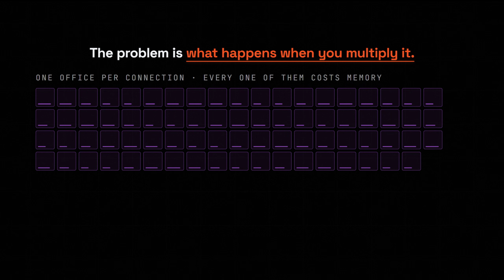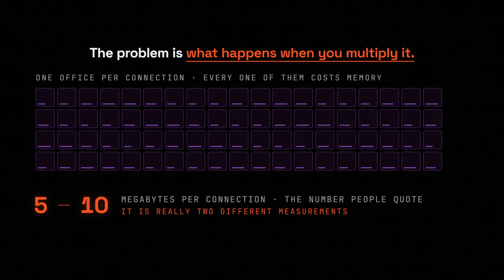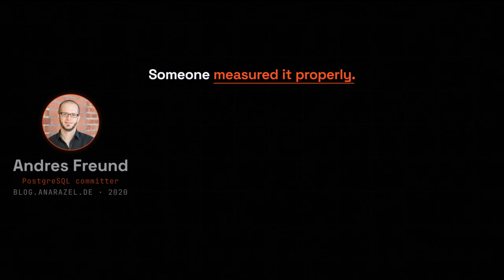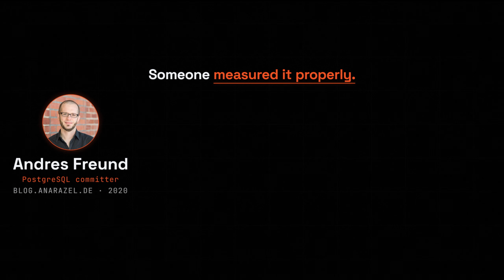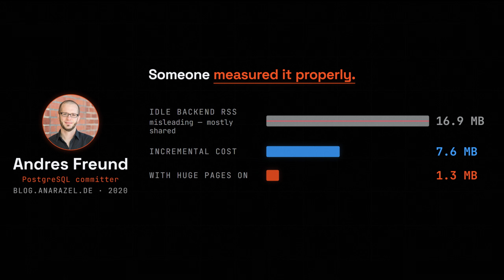The problem is what happens when you multiply it. Every office costs memory, and the number people quote is 5 to 10 megabytes per connection. That figure is doing a lot of work because it is really two numbers. Andres Freund, a Postgres committer, measured it properly. An idle backend shows about 17 megabytes, which is misleading, because most of that is shared. The true incremental cost is closer to 7.5, and with huge pages on, 1.3.